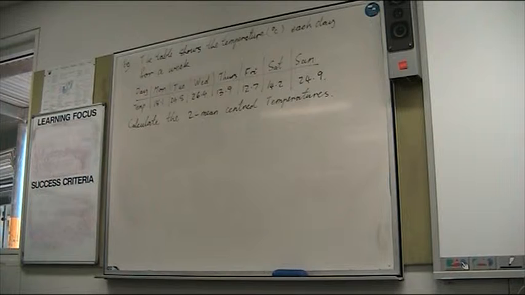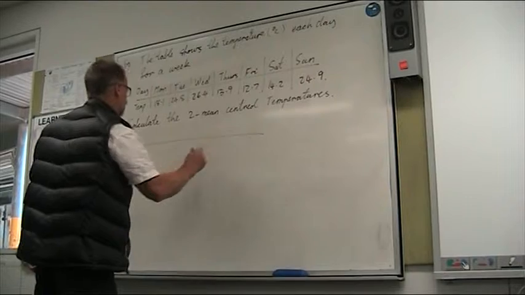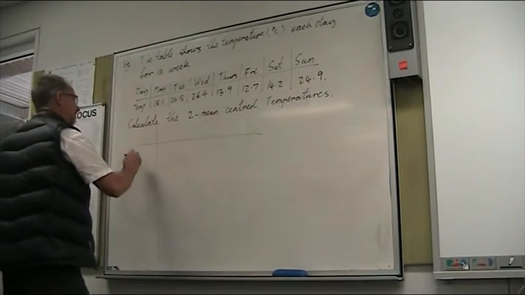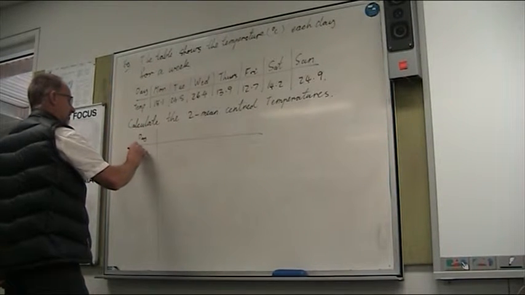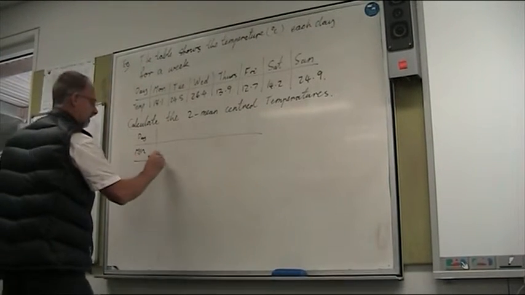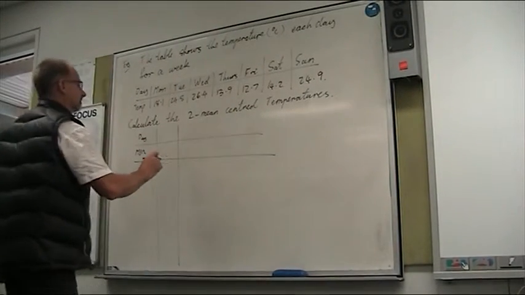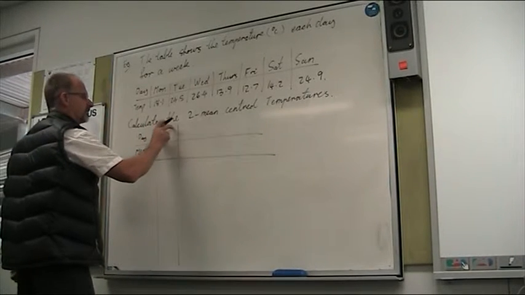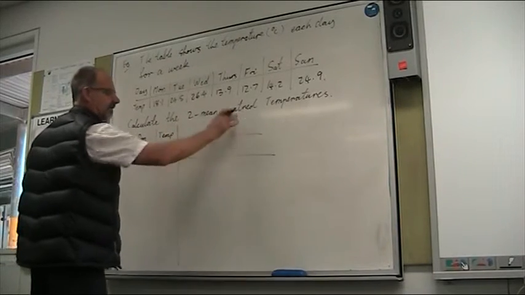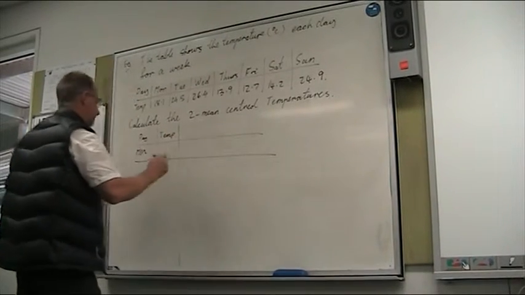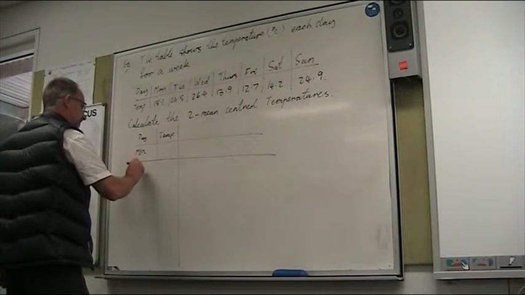So, the easiest way to do this is to set yourself up a table where you put your days down here, so Monday, Tuesday and so on, and then have our temperature there, and then we'll work out our 2 mean and our centering here. So, Monday, Tuesday and so on.